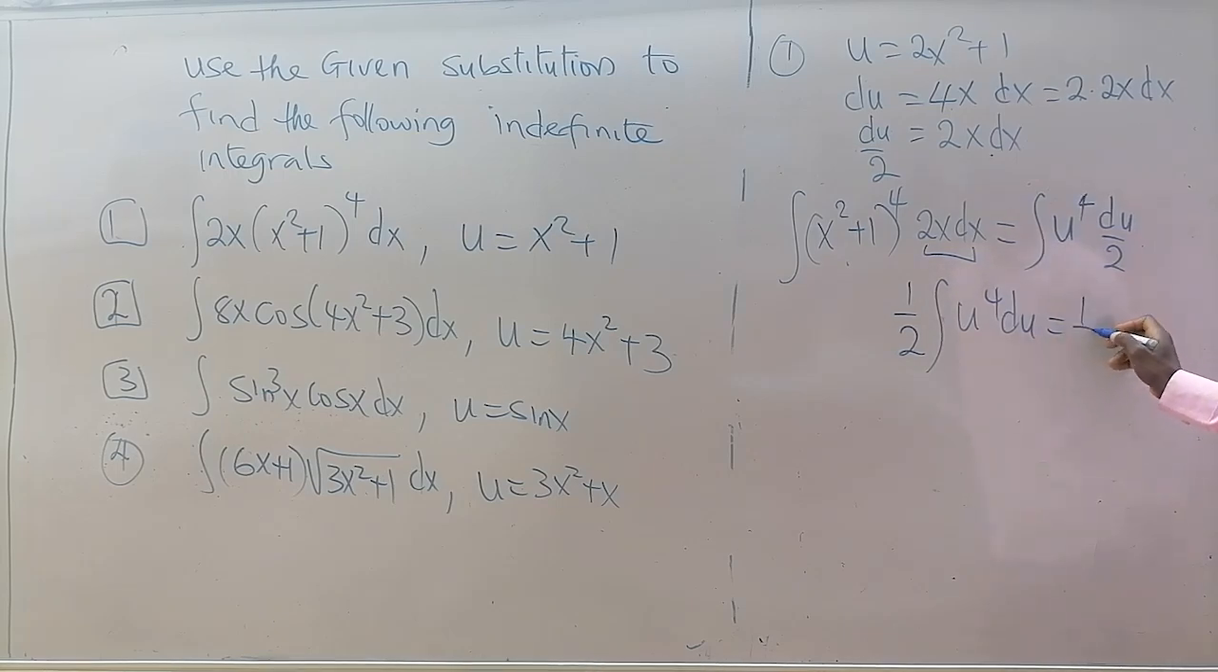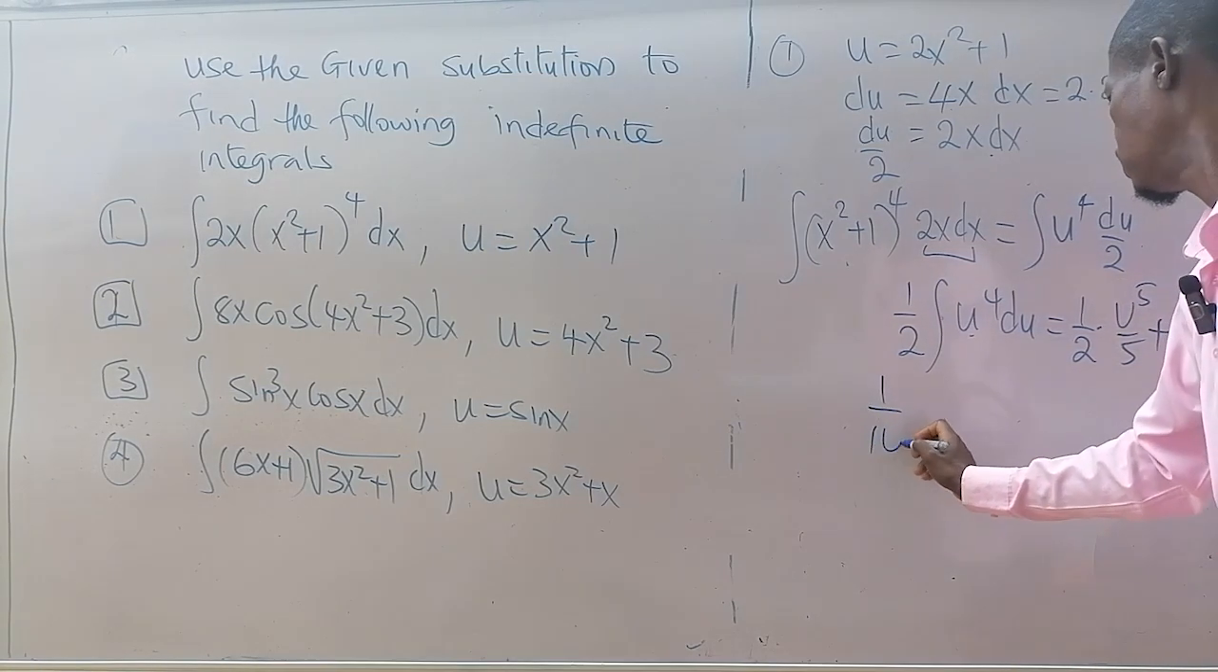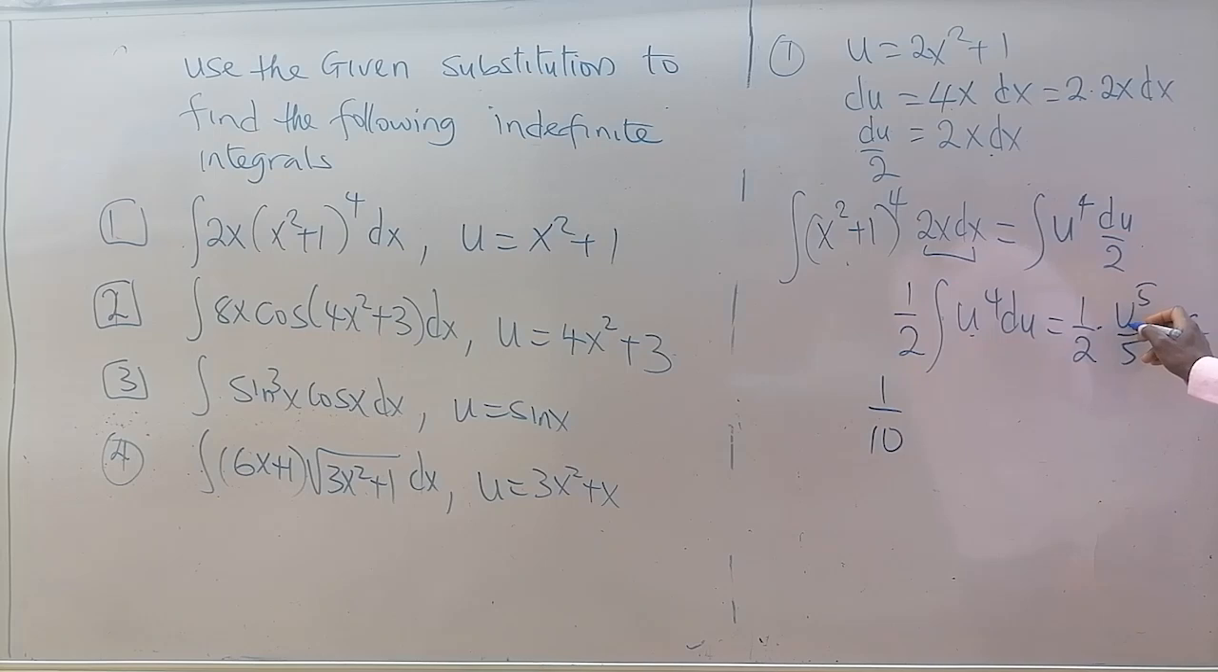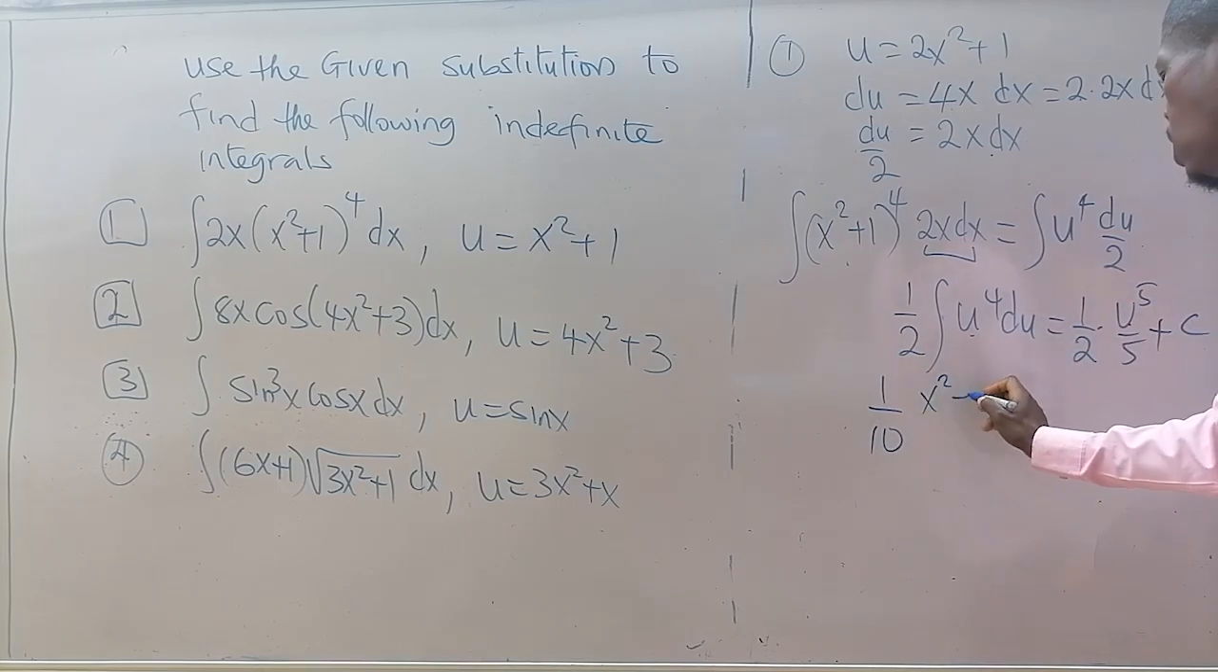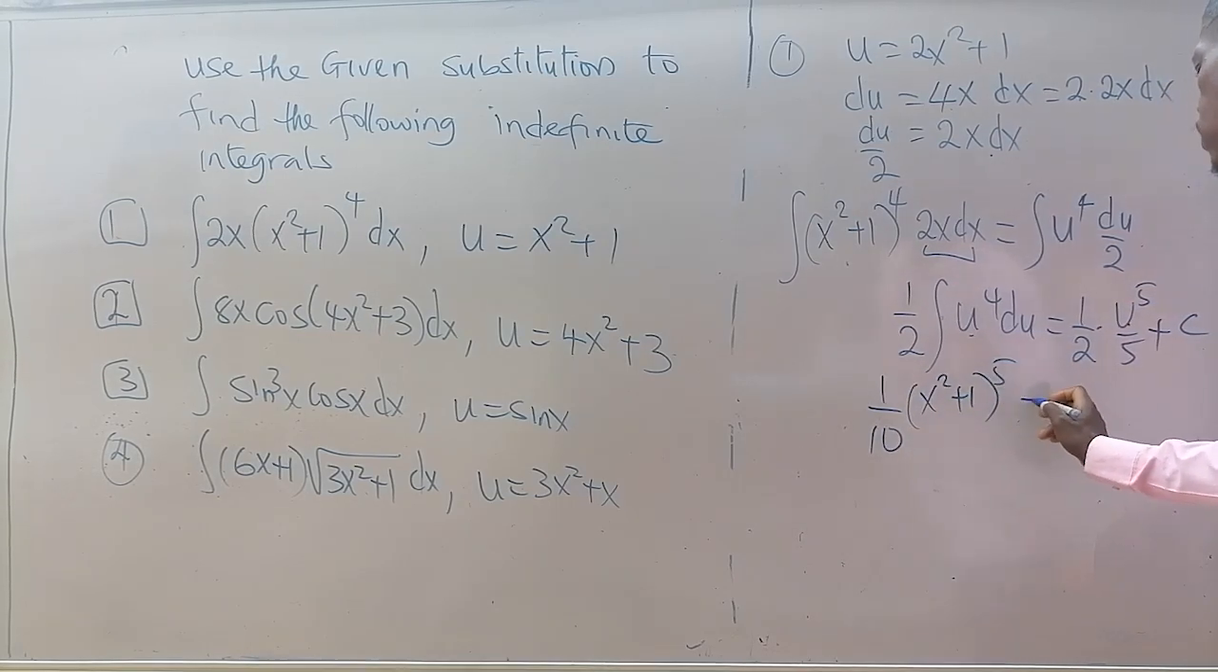And that will be equal to 1 over 2. If you integrate this one, this will be u to the power 5 over 5 plus c. So your answer is 1 over 10 u, return your u back. Your u is x squared plus 1, to the power 5, then plus c. And that's that on this question.